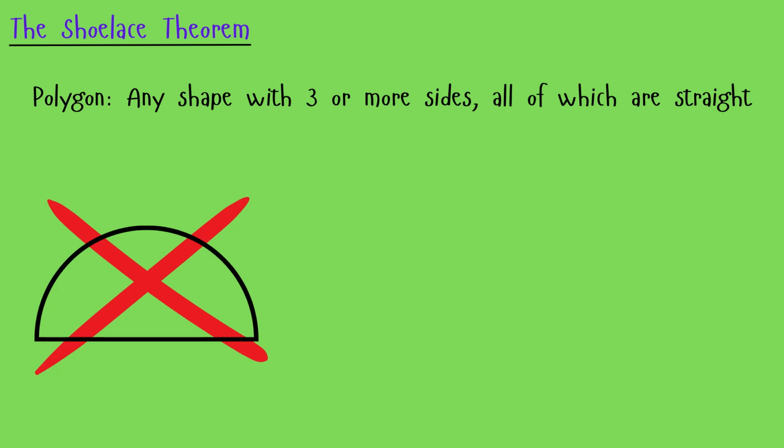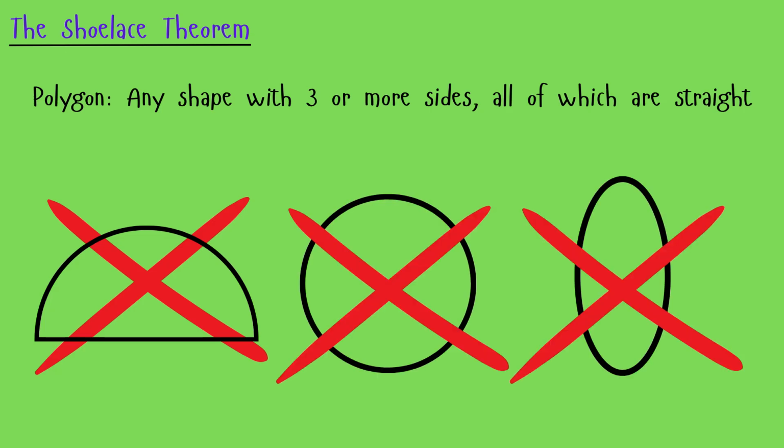So this semicircle, this circle, and this ellipse, for example, are not considered polygons. Basically, any shape with a curved side is not considered a polygon. So now, let's get into how to apply this theorem to an actual polygon.